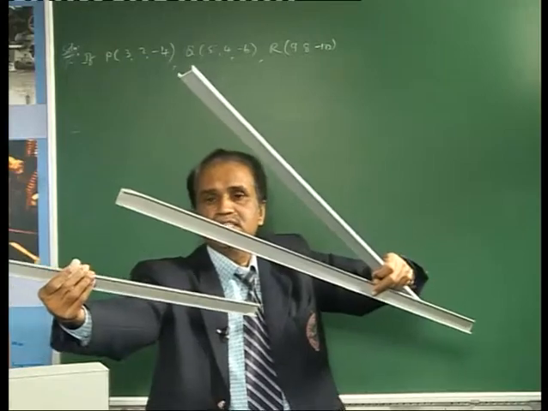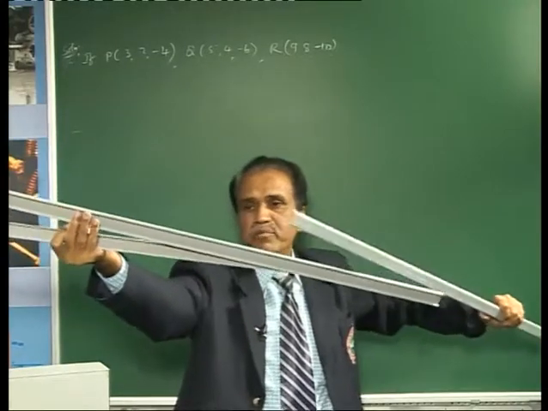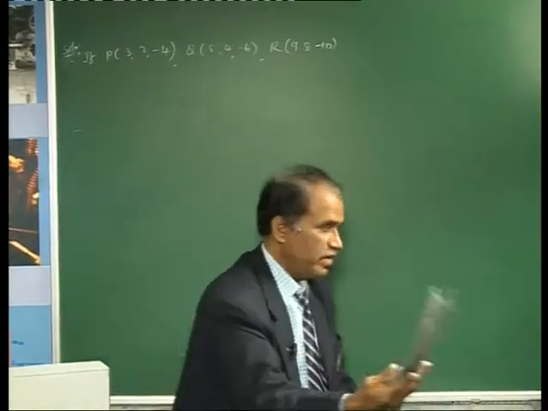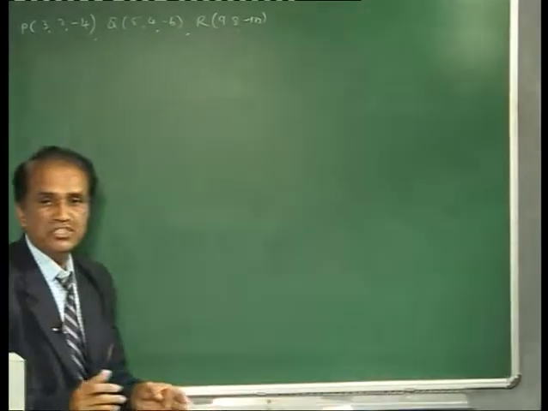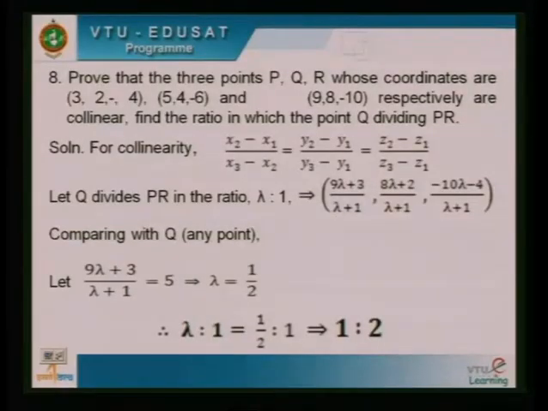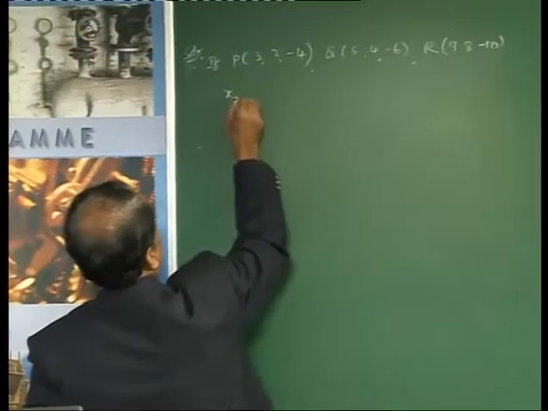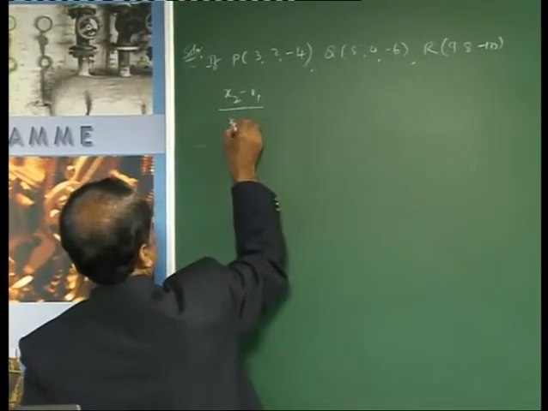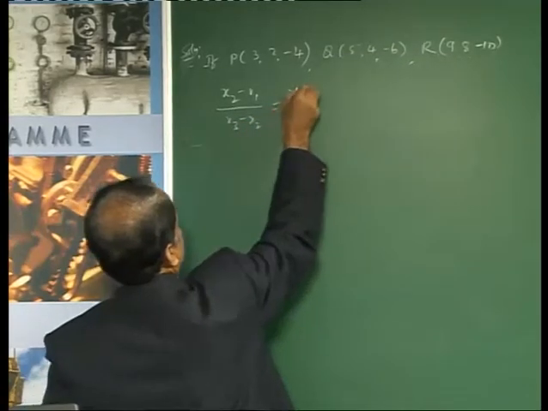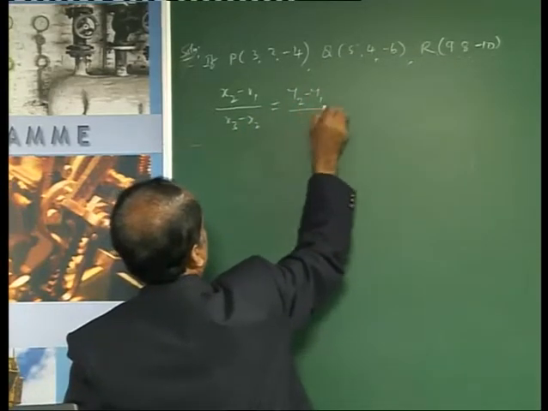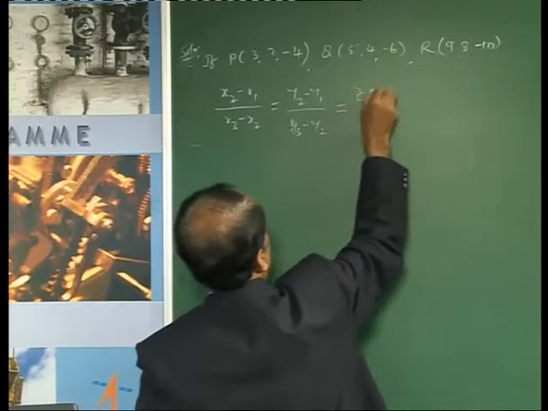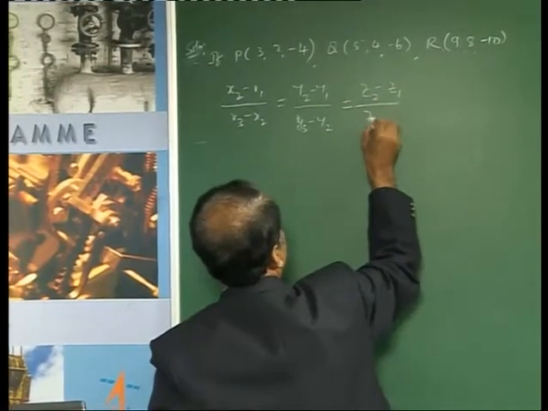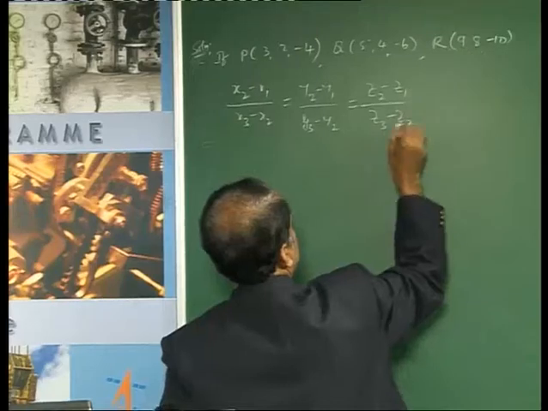So these 2 lines like this and one more like this will be, but anyway all the 3 points must be on the same line. Therefore, what is the mathematical condition you are going to derive when these 3 points are said to be collinear? The condition is like this: (x2 minus x1) divided by (x3 minus x2) is equal to (y2 minus y1) divided by (y3 minus y2) is equal to (z2 minus z1) divided by (z3 minus z2).